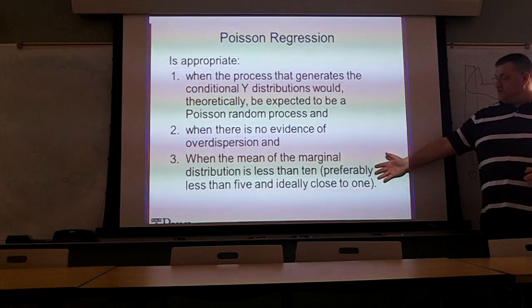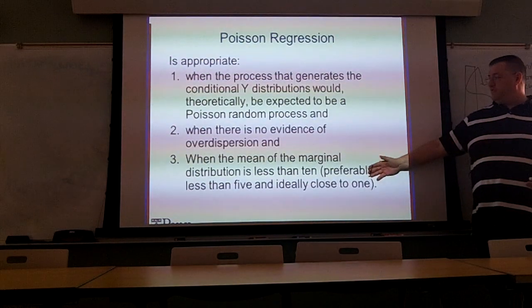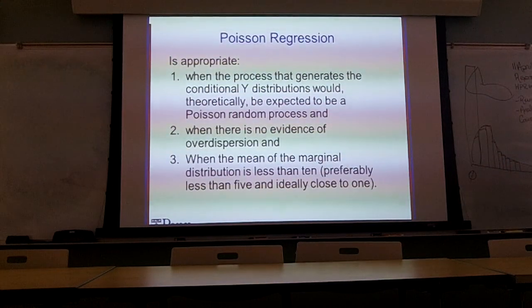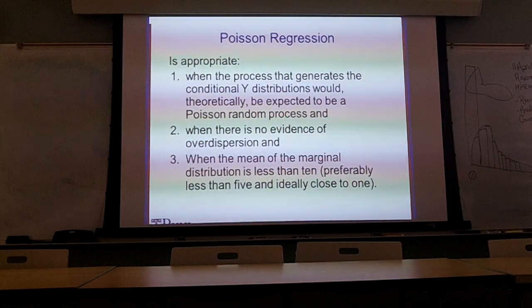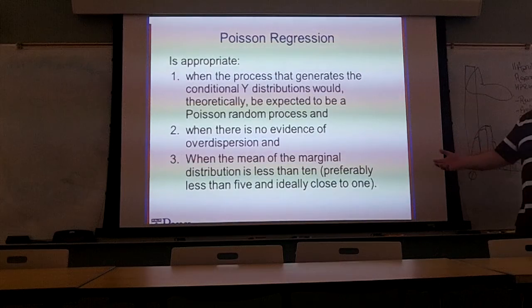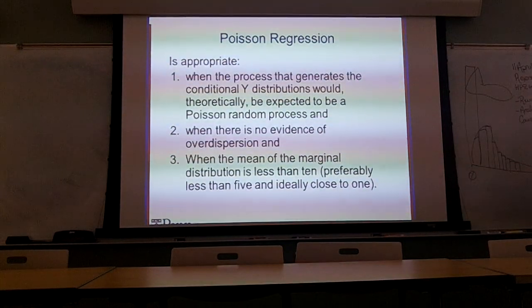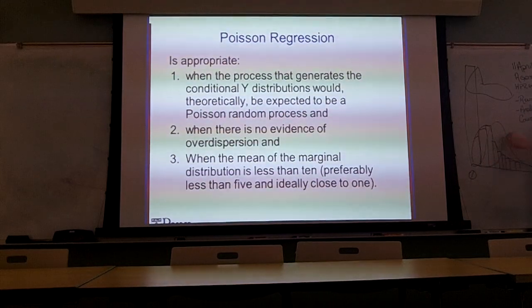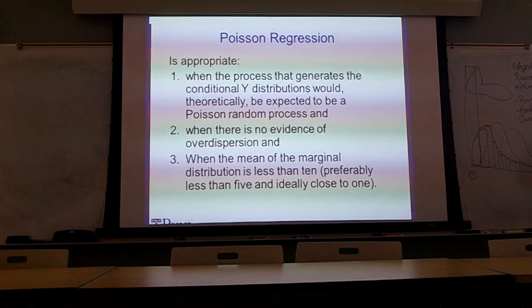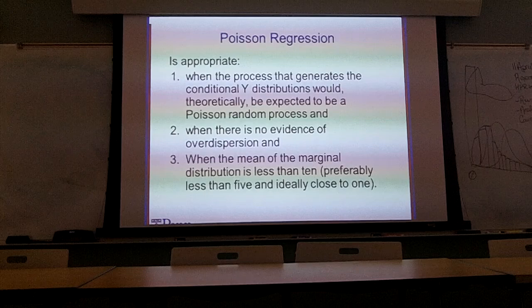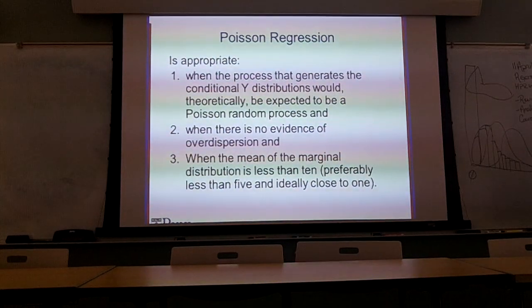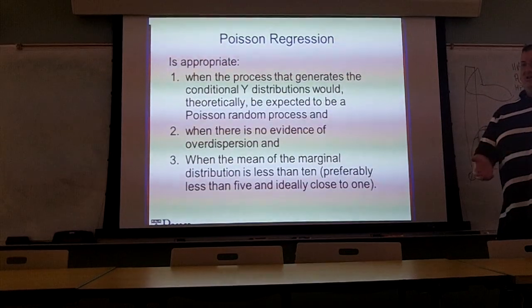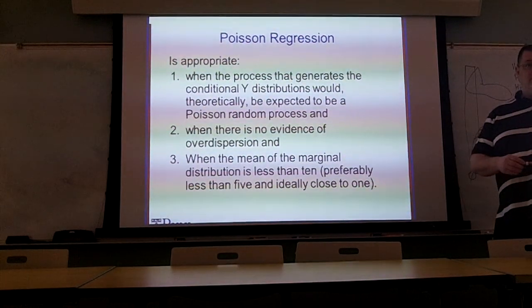Poisson regression is also most appropriate when the mean is small, less than 10, preferably 5. Because as the mean of count data begins to increase, the data begin to look more and more normalish, in which case regression would be quite appropriate.